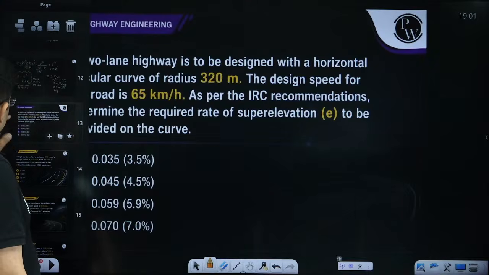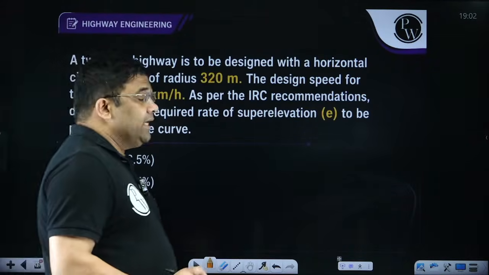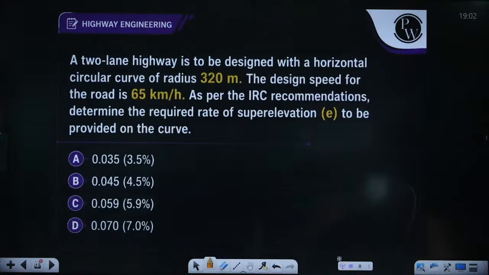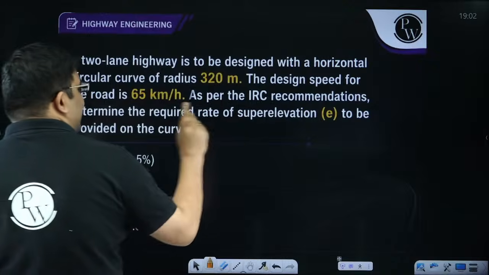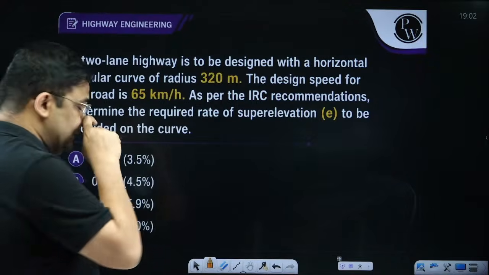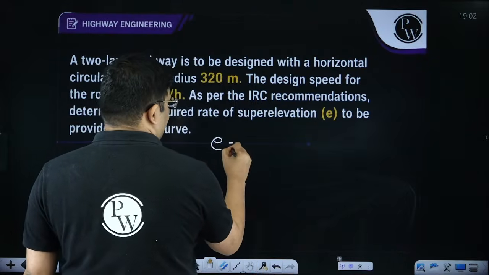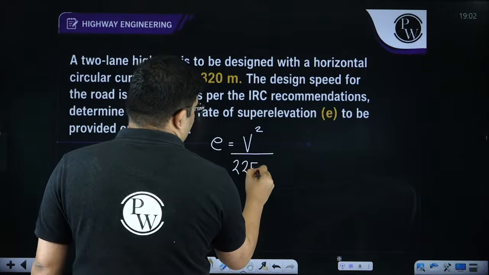You see this question, what is written here? A two-lane highway is to be designed with a horizontal curve of radius 320 meter. The design speed for the road is 65 km per hour. As per IRC recommendation, determine the required rate of superelevation. As per IRC it is written. So what we will do, we'll use the equation E is equal to V square by 225 R.